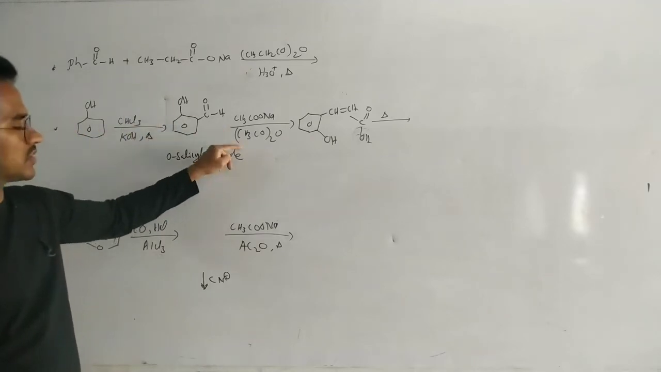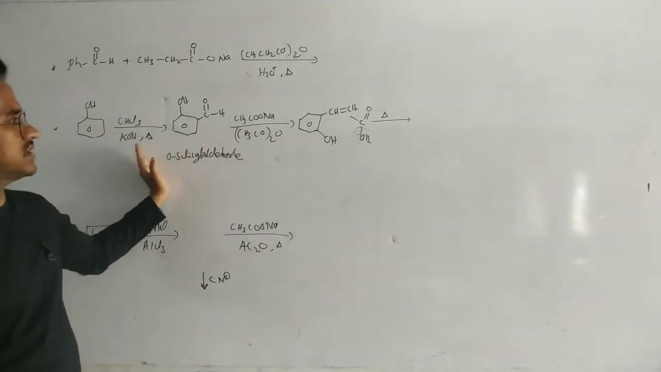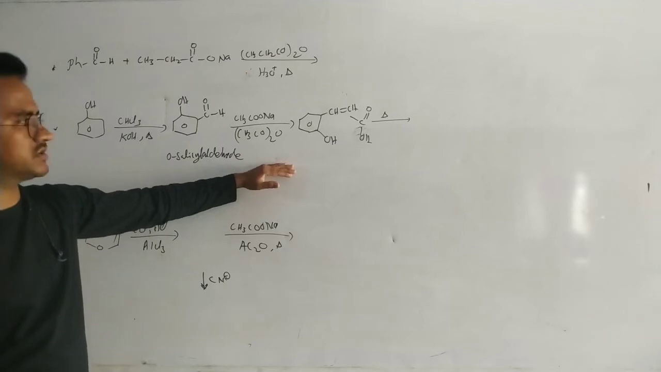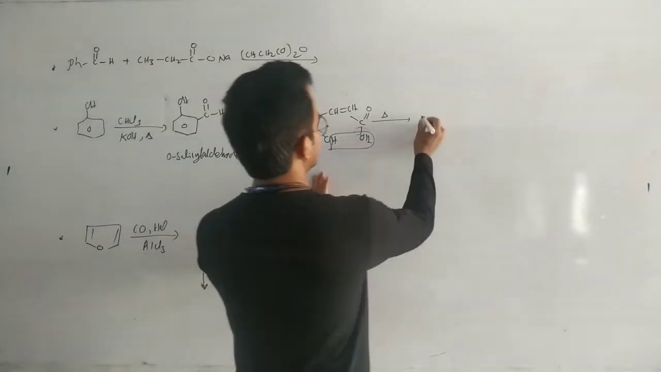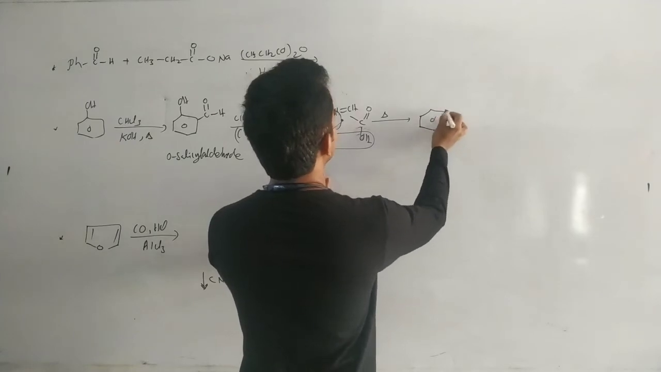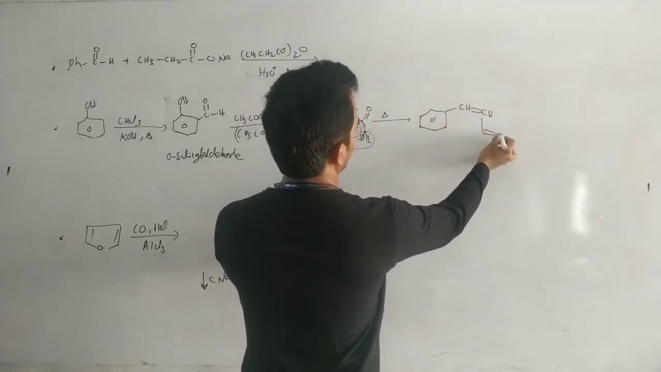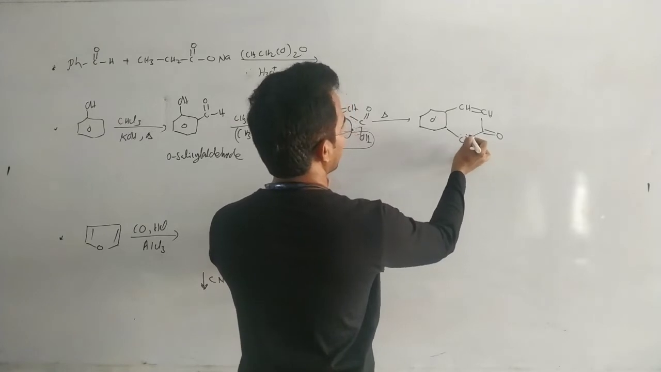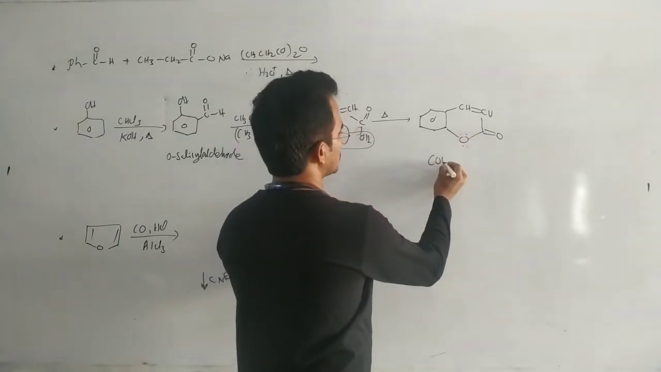So it is a Reimer-Tiemann followed by a Perkin condensation. First, ortho-salicylaldehyde by the Reimer-Tiemann reaction. Next, the Perkin condensation. Now on heating, loss of a water molecule takes place. So here the product is CH=CH-C=O, with the oxygen here. This is a cyclic compound. It is known as coumarin.